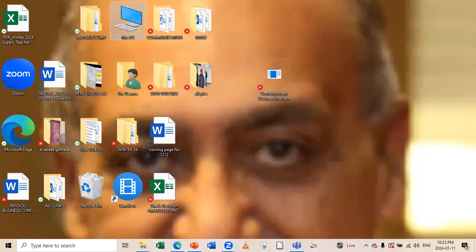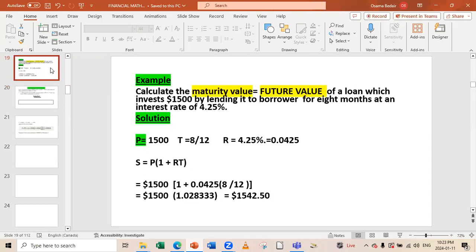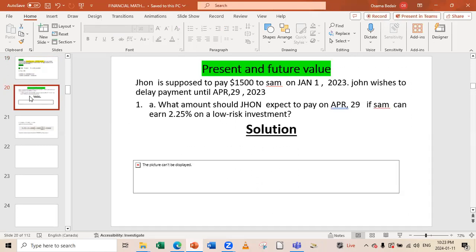I want to say that we were talking about the future value of any amount of money. So here we have an example for the present and the future value. Let me remind you quickly, before this we talked about how to calculate the future value, or the maturity value, or the sum of the amount at the end of one period of time. So this is an example.